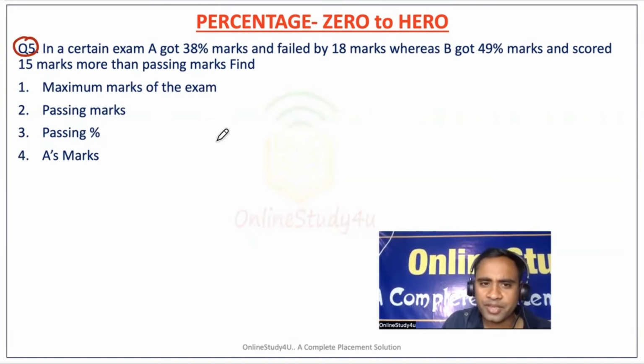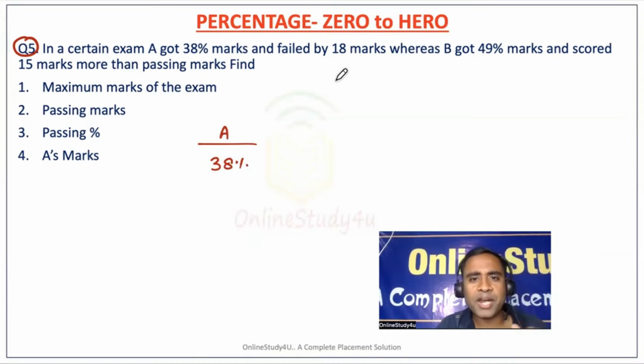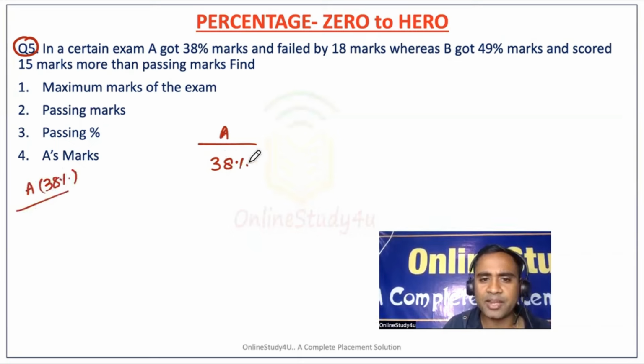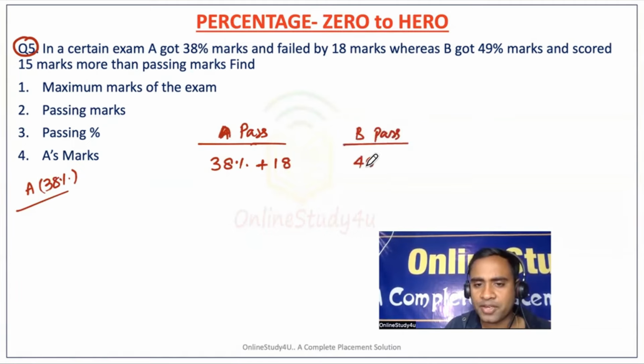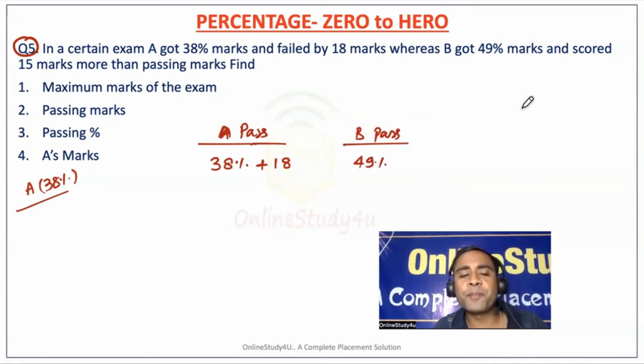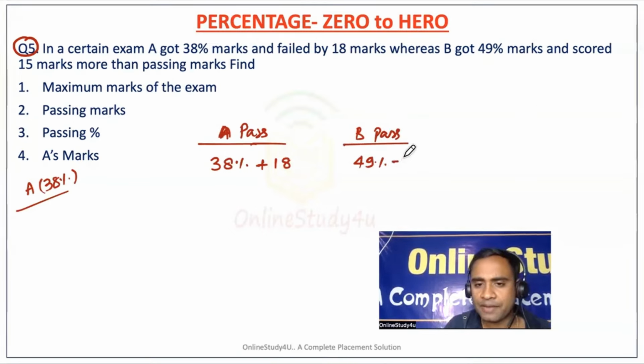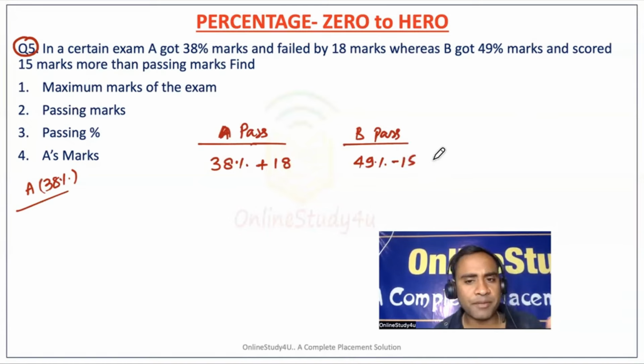So in a certain exam, A got 38% of the marks but failed by 18 marks. That means if I give 18 marks to A, then A will pass, yes or no? Whereas B got 49% marks and scored 15 marks more than the passing marks. So if I subtract 15 marks, then B will also pass.